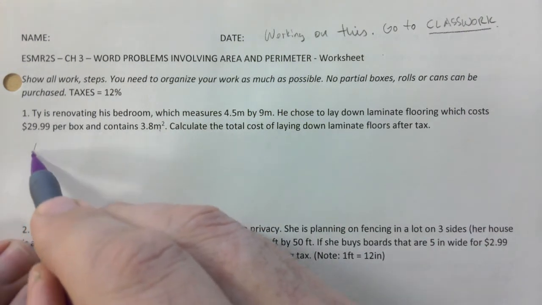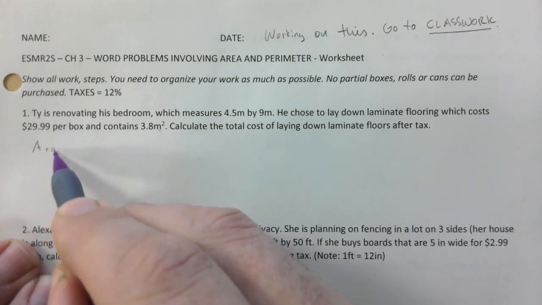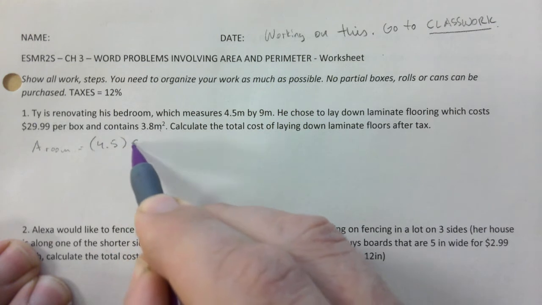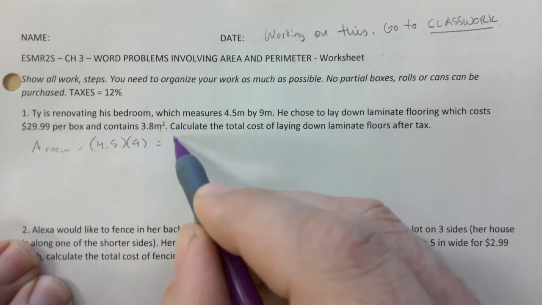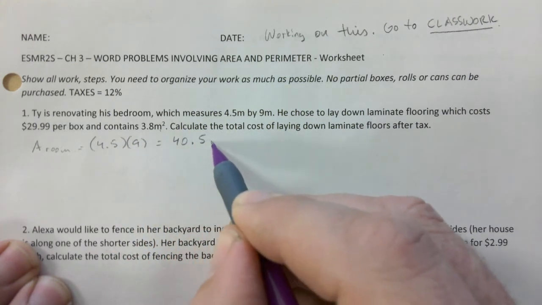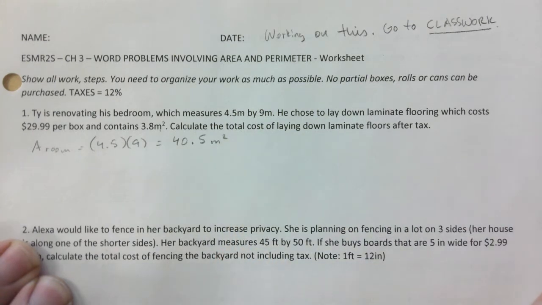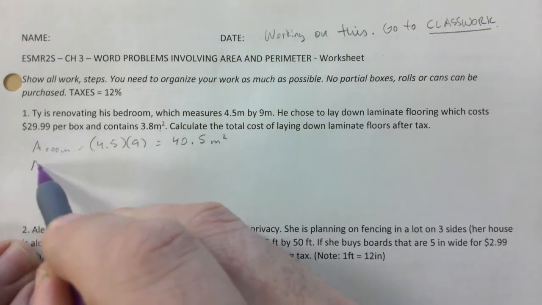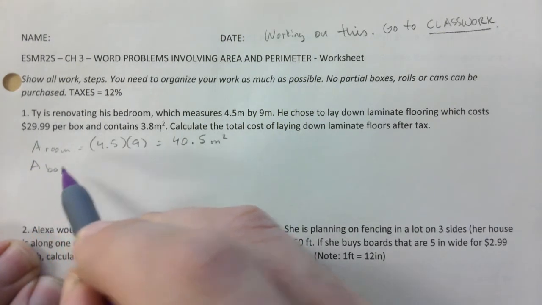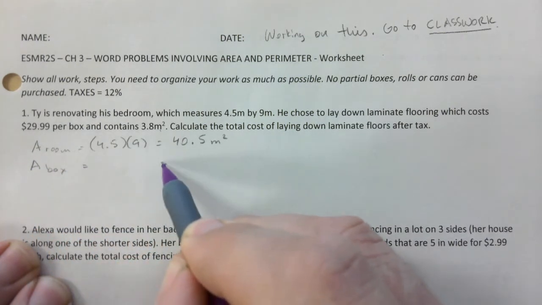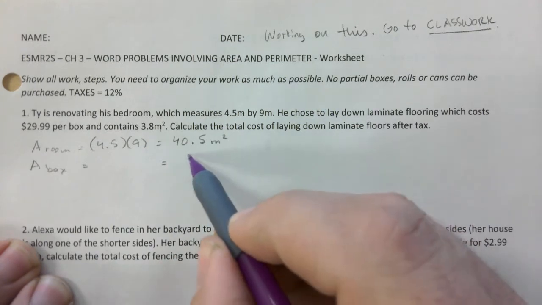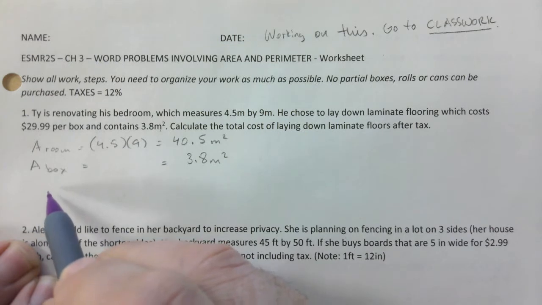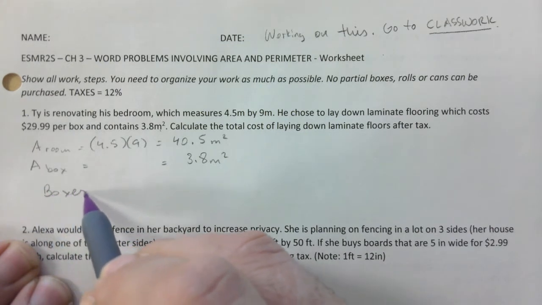All right, so we're going to go area of the room. It's going to be 4.5 times 9, okay? And that gives you 40.5 square meters. We're only doing one room, so it stays that way. Area that is contained within the box, no calculations needed. We know it's 3.8 square meters.